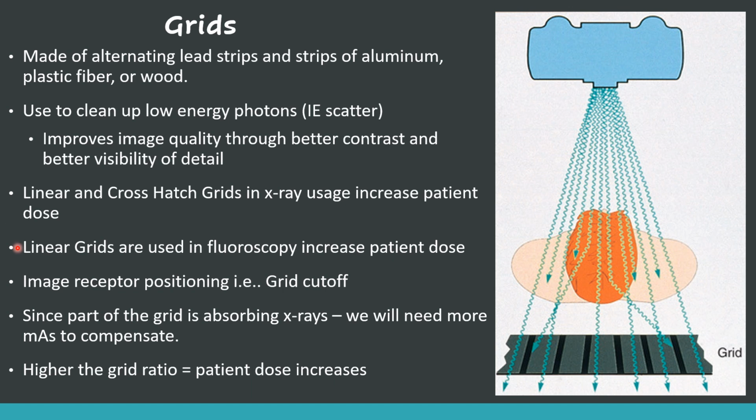Linear grids are used in fluoroscopy, with increased patient dose and image receptor positioning issues. An example would be grid cutoff. Since part of the grid is absorbing X-rays, we will need more mAs to compensate. Higher grid ratio increases patient dose.